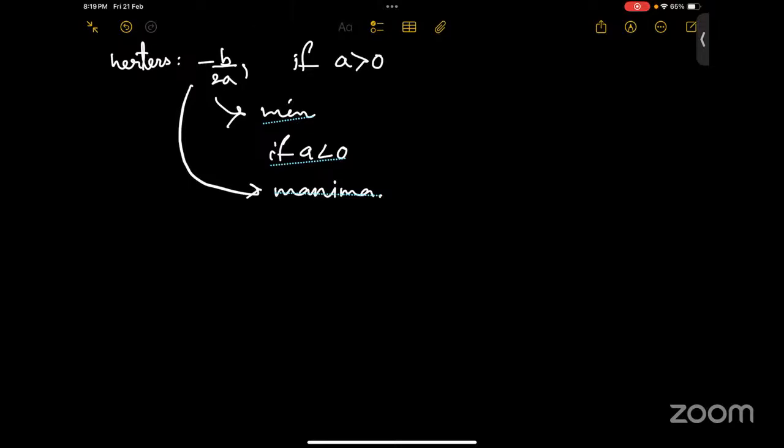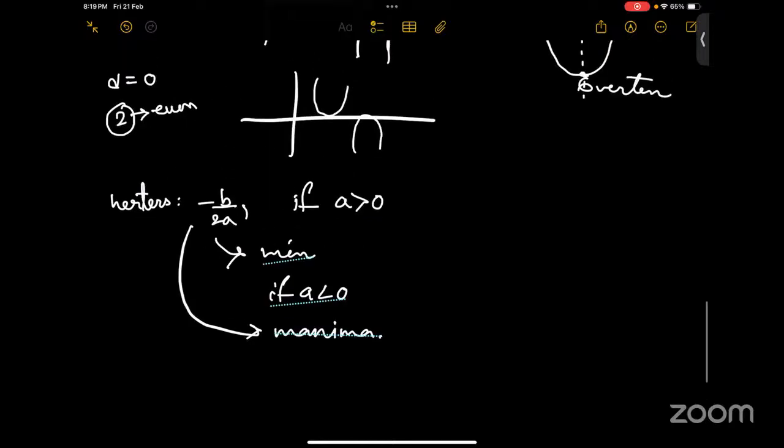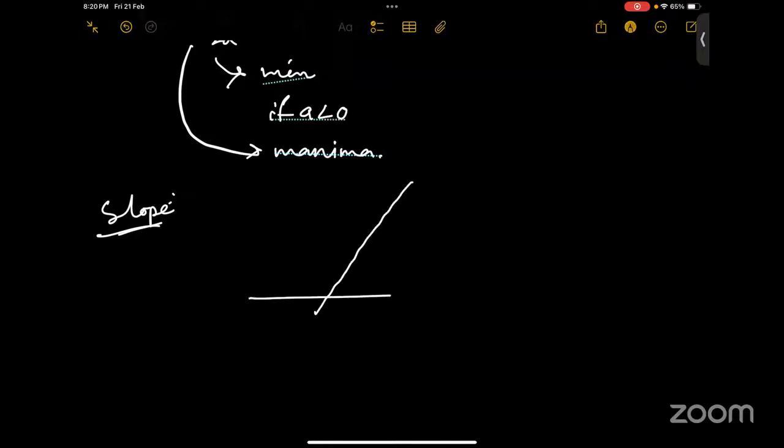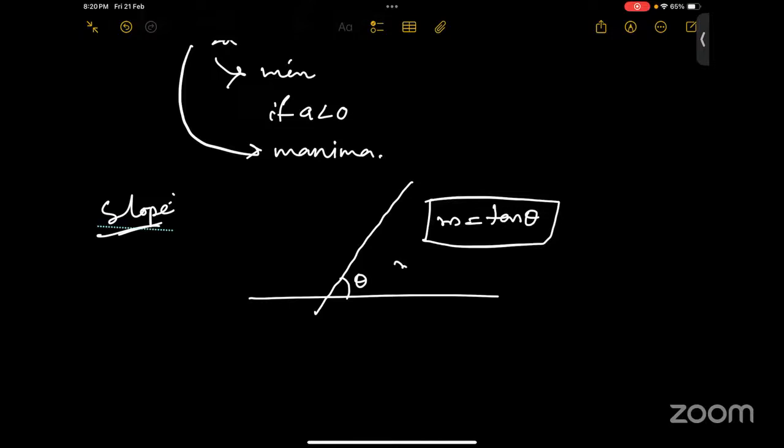There was slope as well. Slope is like, we know when we had the straight line. So for a straight line, what is the slope? We can take the angle, and m, that means the slope, is equal to tan theta, right? This m was the slope of the line.